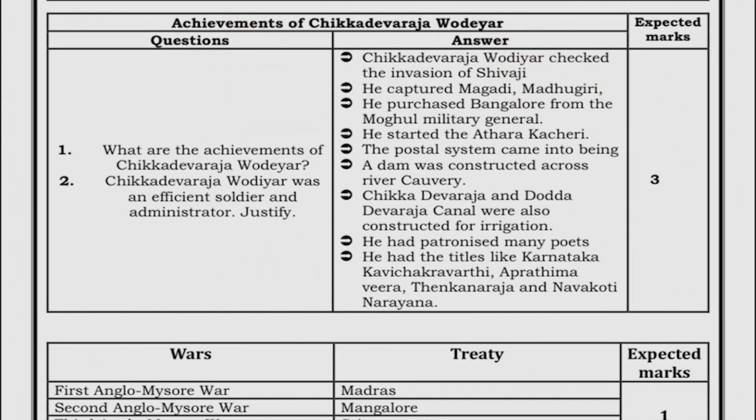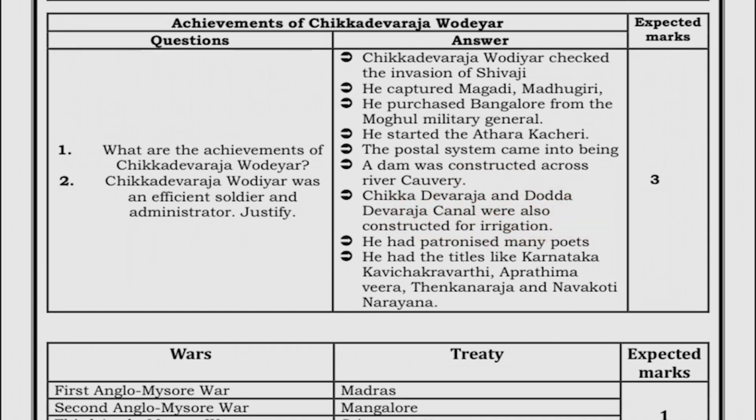Chikkadevaraja Odayar checked the invasion of Shivaji. He captured Magadi and Madugiri. He purchased Bangalore from the Mughal military general. He started the Atara Kacheri. The postal system came into being. A dam was constructed across the river Kaveri, very important.